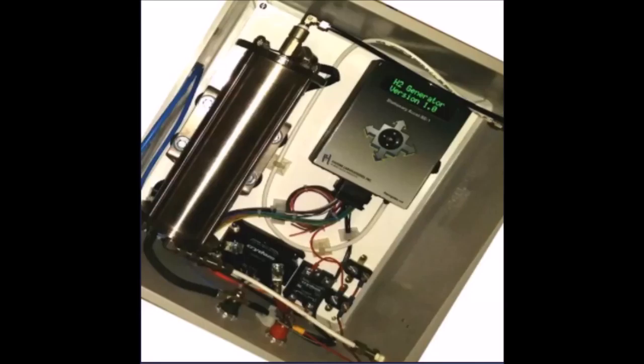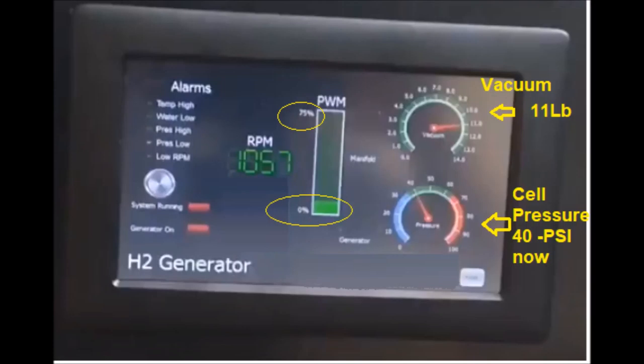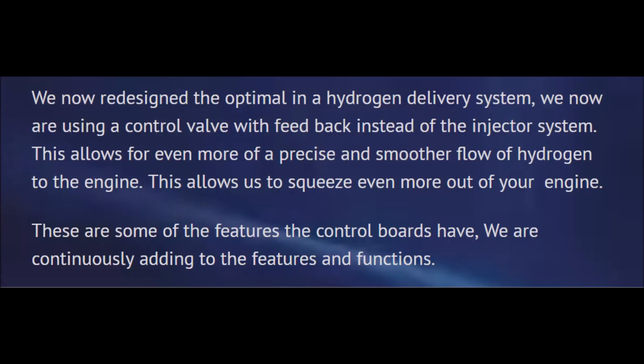Let me focus in here. So what we'll do is show, we go to the next, well here you can see we're at 11 pounds vacuum. The generator is operating at 40 psi right now, and pulse width is about 10.6. We'll be adding a temperature gauge here instead of the RPM, which will tell you the operating temperature of the generator itself.